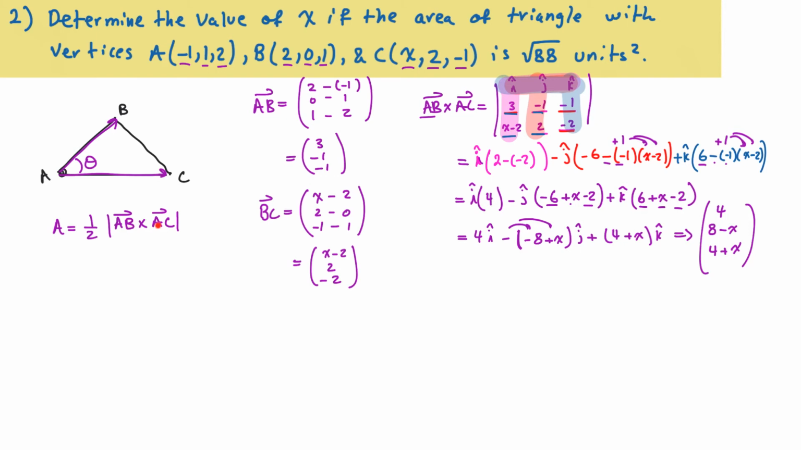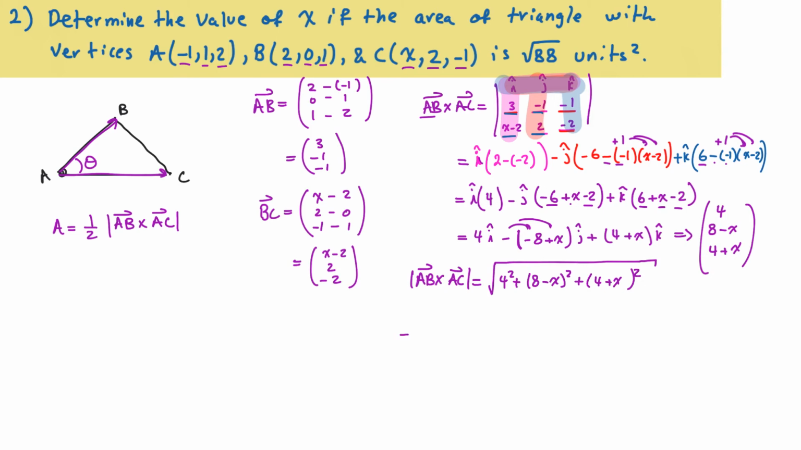Now, I need to use that cross product and find the magnitude of it, and we know that for magnitude, the magnitude of AB cross AC is equal to the square root of the x component, which is 4 squared, plus the y component squared, plus the z component squared.